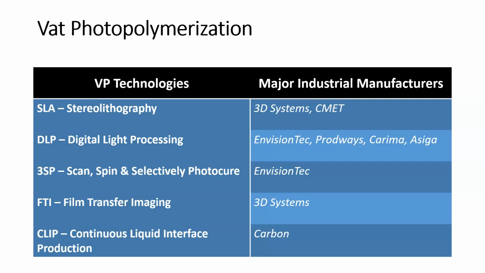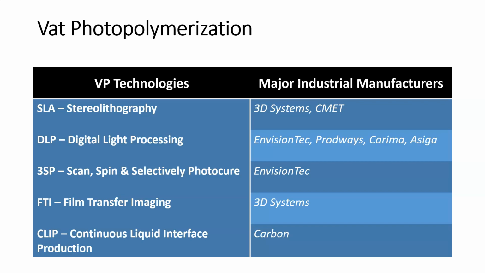Subsequently, there are many new SLA manufacturers out there because that patent has expired. Then there is the DLP, or digital light processing technology. There are a lot of different major industrial manufacturers, including EnvisionTech, Prodways, Kara, Asiga. There's probably more. There's the 3SP process, which stands for scan, spin, and selectively photocure, and this is done by the EnvisionTech system. FTI, film transfer imaging, by 3D Systems again.